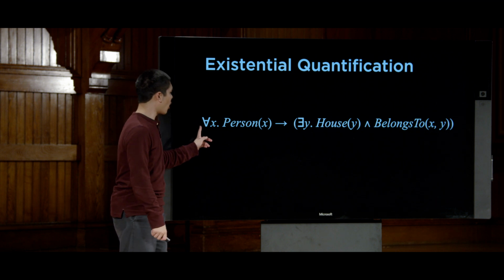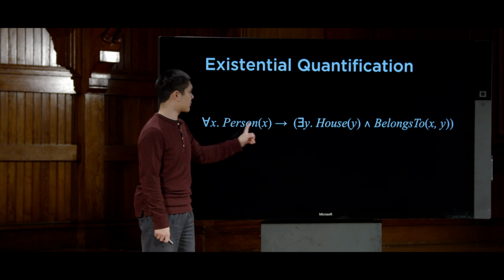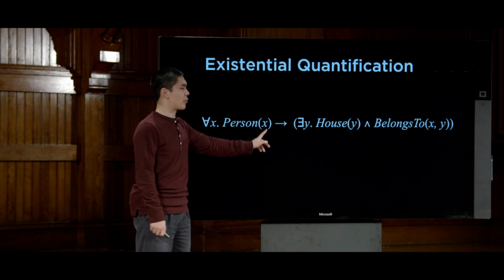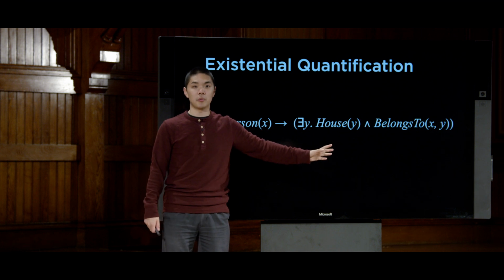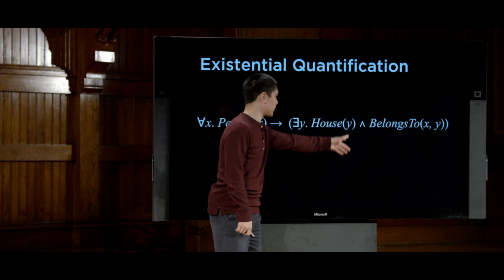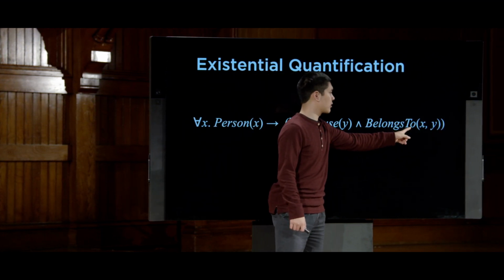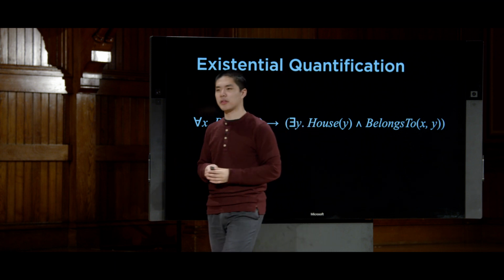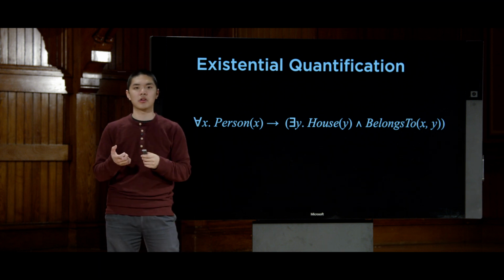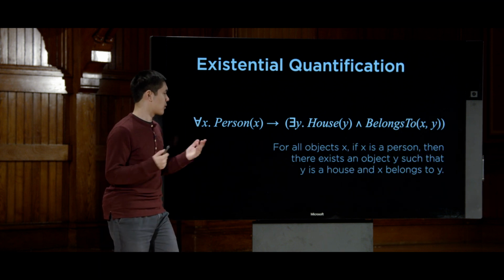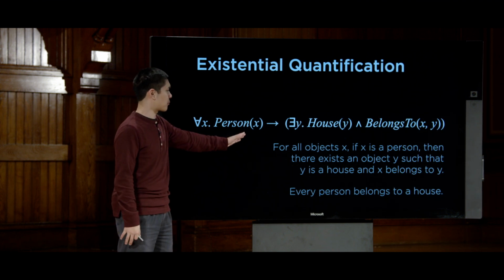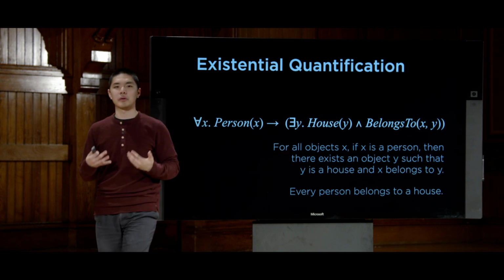Here we're saying that for all values of x, if x is a person, then this is true. So in other words, I'm saying for all people, and we call that person x, this statement is going to be true. What statement is true of all people? Well, there exists a y that is a house. So there exists some house, and x belongs to y. In other words, I'm saying that for all people out there, there exists some house such that x, the person, belongs to y, the house. So phrased more succinctly, I'm saying that every person belongs to a house. That for all x, if x is a person, then there exists a house that x belongs to.